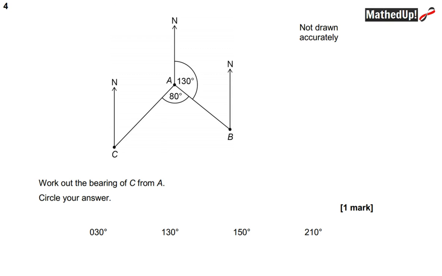Question 4. Work out the bearing of C from A, and then circle our answer. So we want the bearing of C from A. From A, I'm going to be facing north. You can see it's already marked there, north. And I want to turn in a clockwise direction until I am facing C. So I want to turn through this angle here, which is going to be the sum of 130 degrees and 80 degrees, which is 210 degrees. So the bearing is going to be 210 degrees.